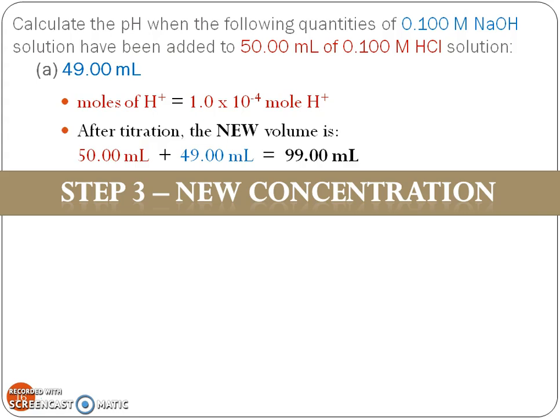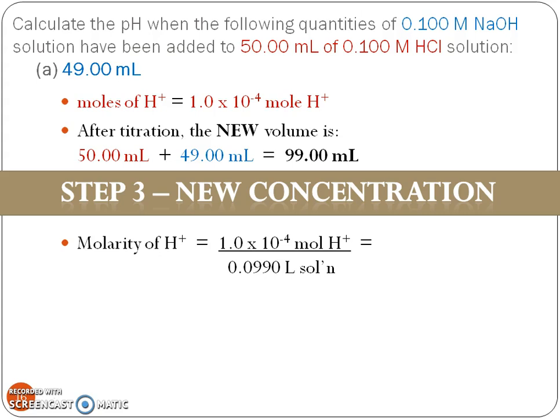After the titration, we have a new volume because we started with the 50 milliliters of HCl, and now we've added the 49 milliliters of the OH minus, or of the base. So we add that volume. So again, molarity is always moles divided by liters, but this time it's moles of that H plus divided by the liters of the entire solution, and we get that as our value.